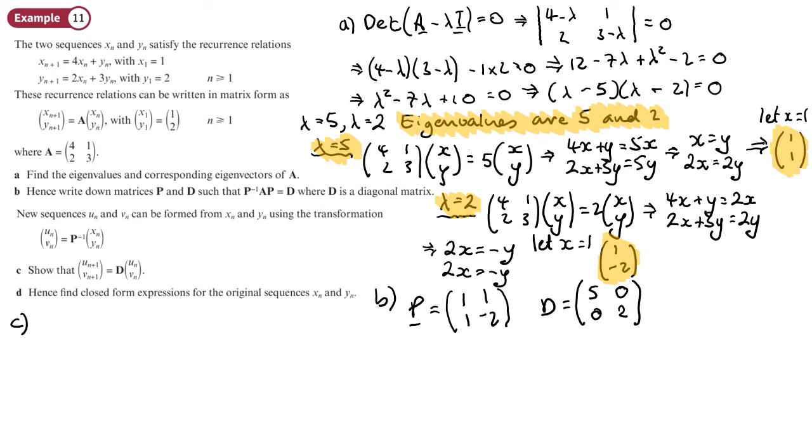Okay, now there's some new information here. Let's have a look and see what it says. So it says new sequences U_n and V_n can be formed from X_n and Y_n using this transformation. Okay, let's just put a little box around that transformation. Show that this statement here is true. Right, so since we've just been given this piece of information here, this is what we're going to start with. So we'll start by writing U_n V_n equals P inverse X_n Y_n.